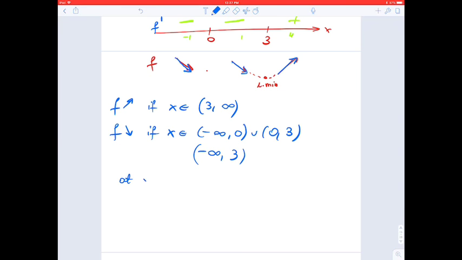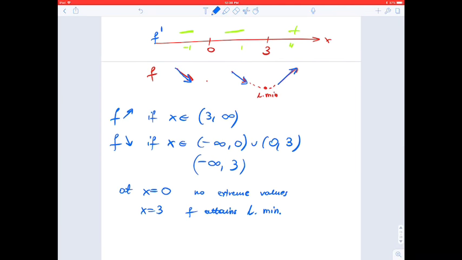And then at x equals 0, we can see no extreme values. But at x equals 3, the function attains a minimum, a local minimum. Okay, really good.